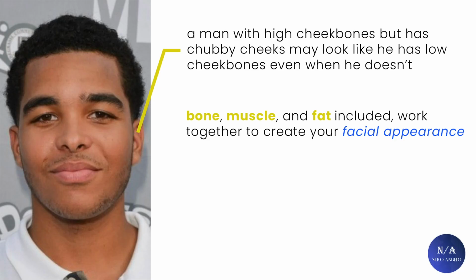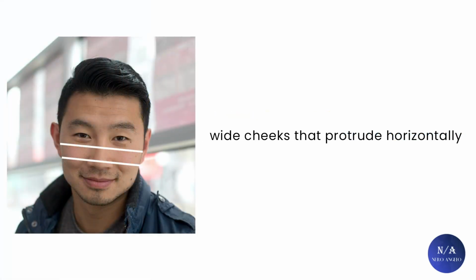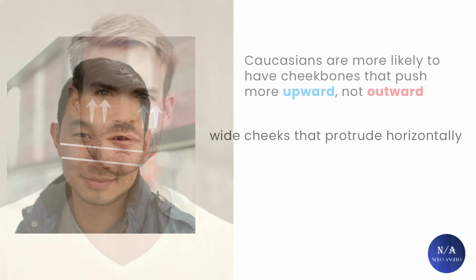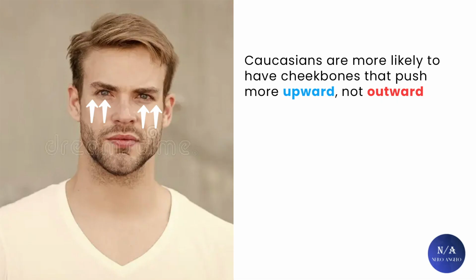It's all about how the components of your face, bone, muscle, and fat included, work together to create your facial appearance. Additionally, your race also plays a major role in how your cheekbones will look. Asians are more likely to have bone structures that are wider and have cheeks that protrude horizontally. However, that's not true across all Asians as the continent has a very wide variety of ethnicities. On the other hand, Caucasians are more likely to have cheekbones that push more forward, not outwards. This disparity creates a lot of differences between what your cheekbones look like depending on your race. These are only rough generalizations, and the large biological variety in Asians or Caucasians still causes a disparity in cheekbone appearance. By no means does this mean that all Asians or Caucasians, regardless of locality, share the same characteristics.